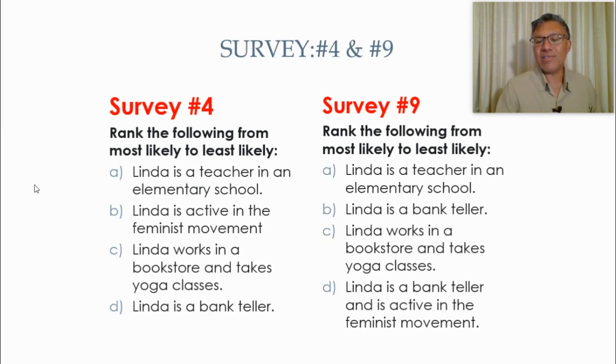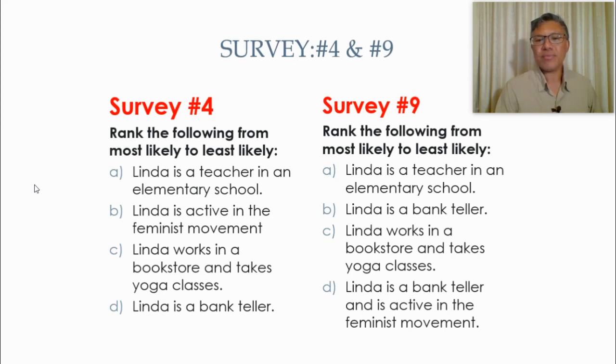Does that make sense that D for survey number 9 would be most likely? Well, think about this. B says Linda is a bank teller. D says Linda is a bank teller and is active in the feminist movement. Just between those two, which is most likely to be true? That somebody is a bank teller or that somebody is a bank teller and is active in the feminist movement?